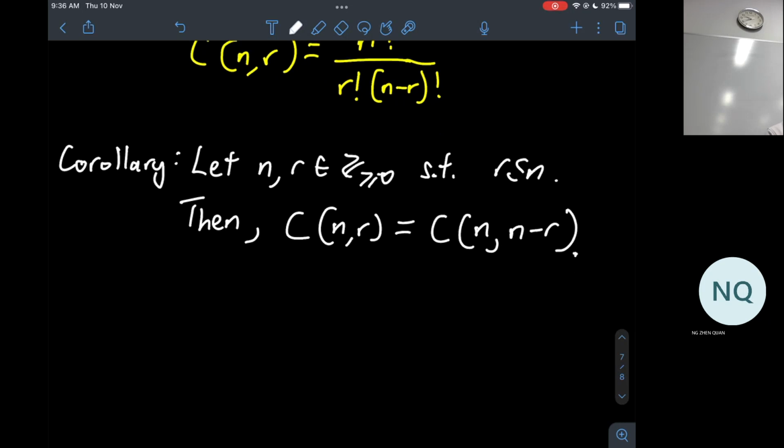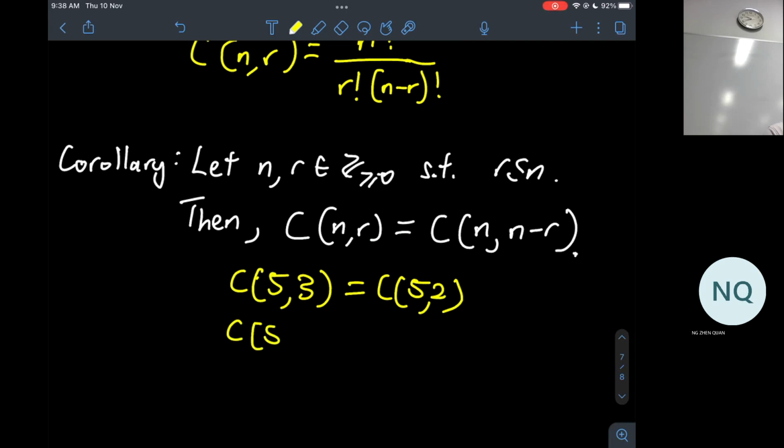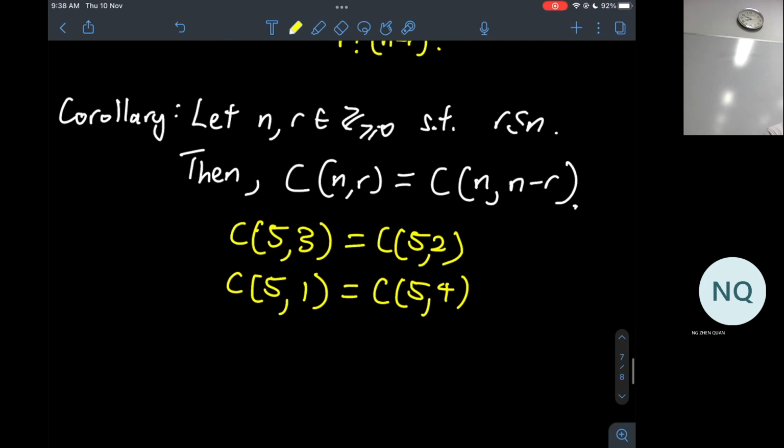So C(n,r) is equal to C(n, n minus r). This observation is very nice. So what does this mean? For example, C(5,3) is equal to C(5,2). C(5,1) is equal to C(5,4). And then C(5,0) is equal to C(5,5).